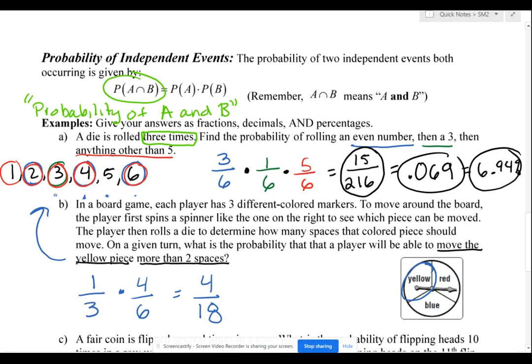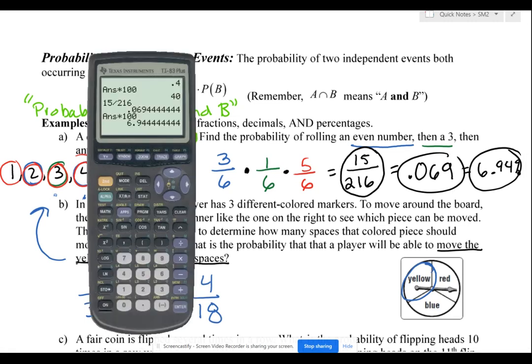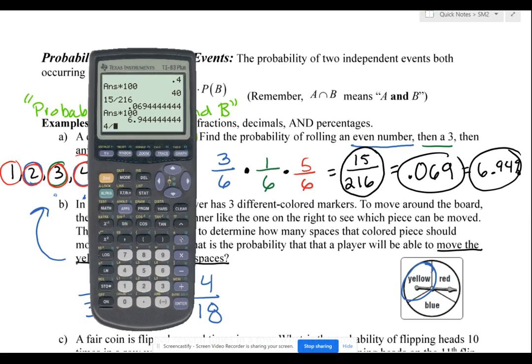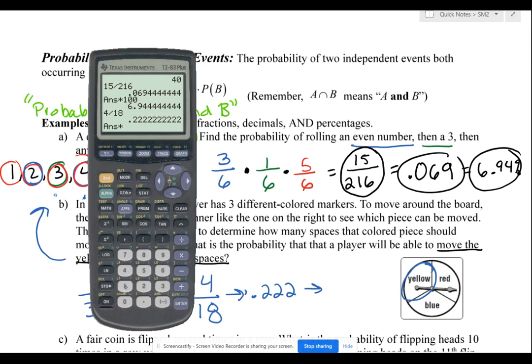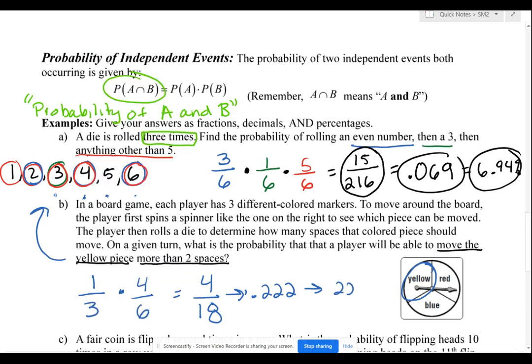That's the fraction. Okay? Then the decimal. I grab my calculator and I go 4 divided by 18. That's 0.222222. So I'm going to do 3 decimal places. So this equals 0.222, which is also, okay, the percentage. I'm going to multiply by 100, 22.22%. Okay, all three right answers. All three are representing the same thing but can be used differently in different contexts.